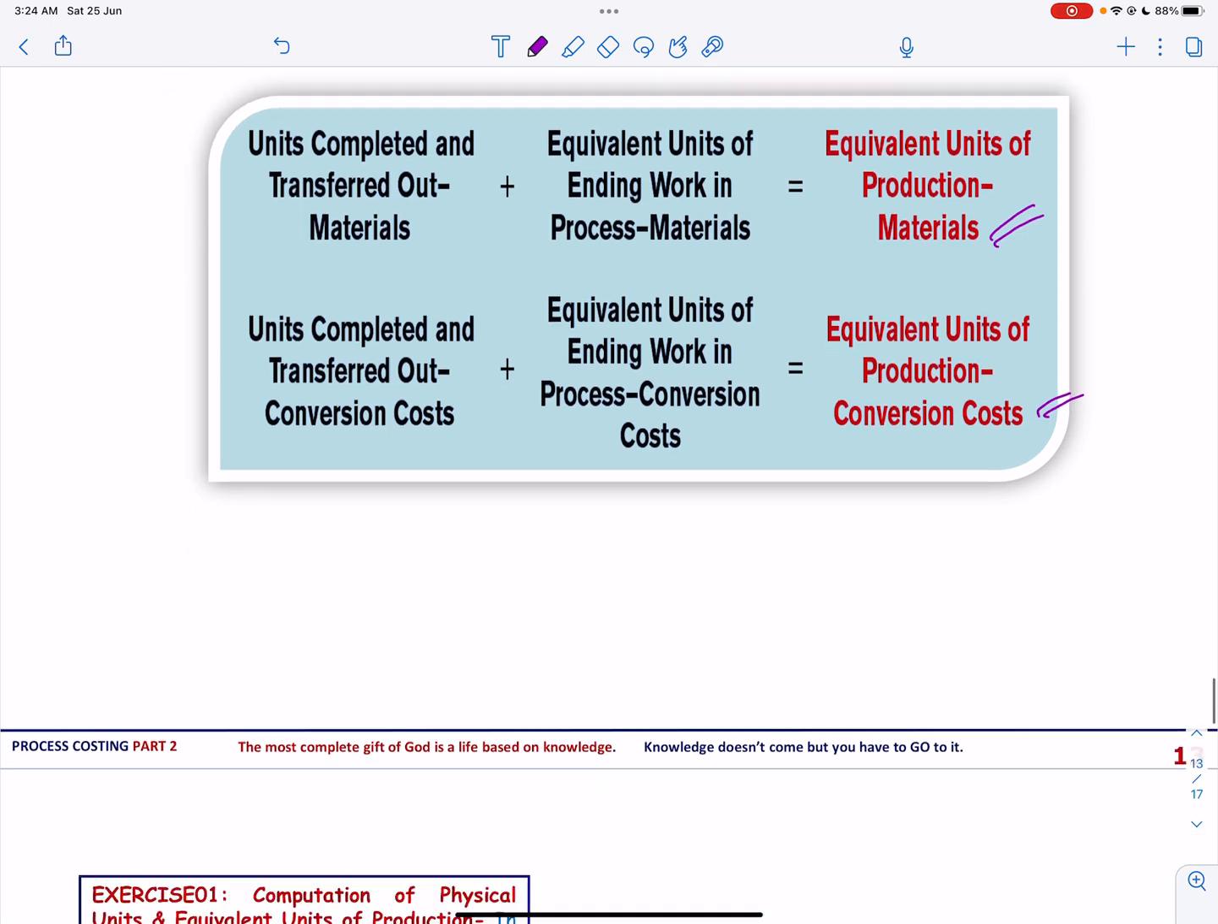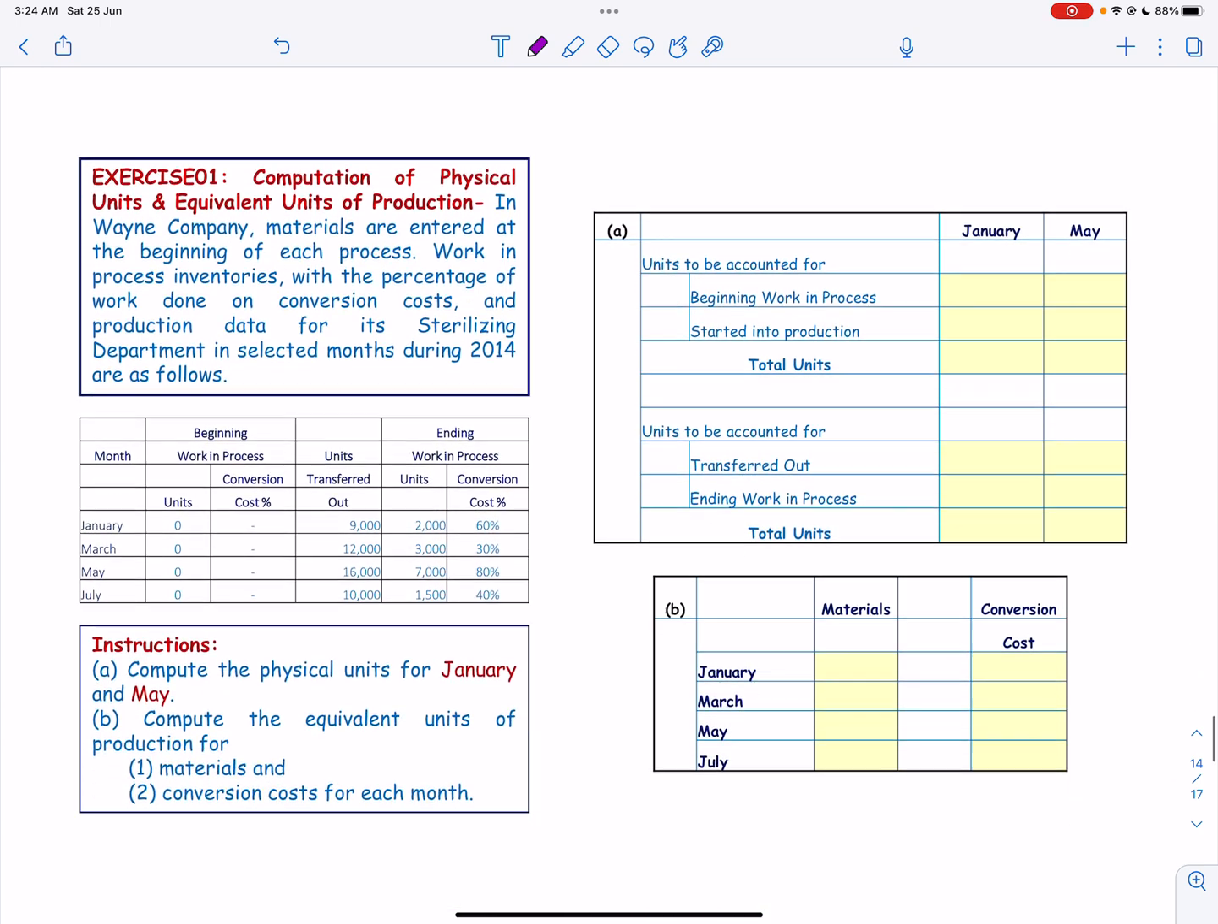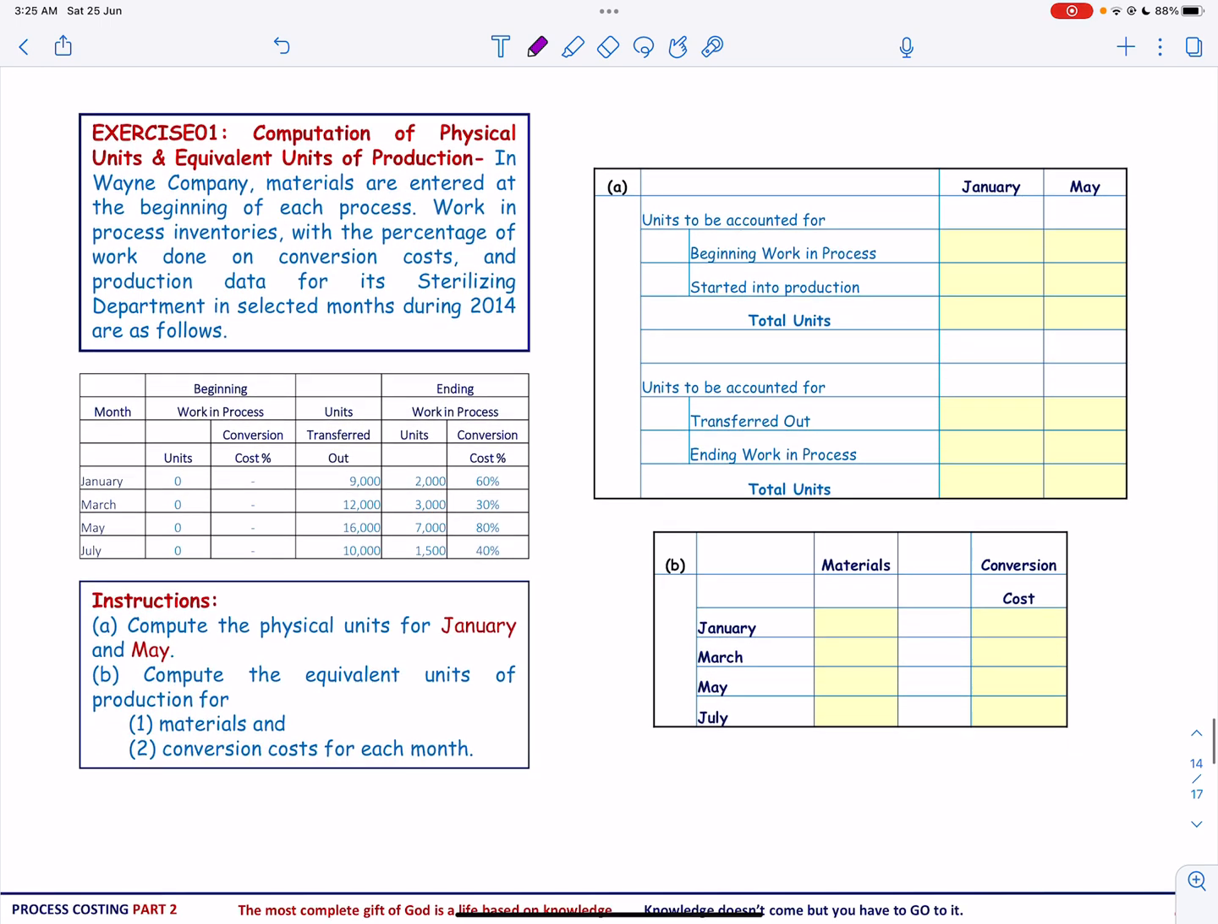Let us look into an example, an exercise. Vein Company, materials are entered at the beginning of each process. Work in process inventories with the percentage of work done on conversion cost, and production data for its sterilizing department in selected months during 2014 are as follows. We have the beginning and we have the ending.